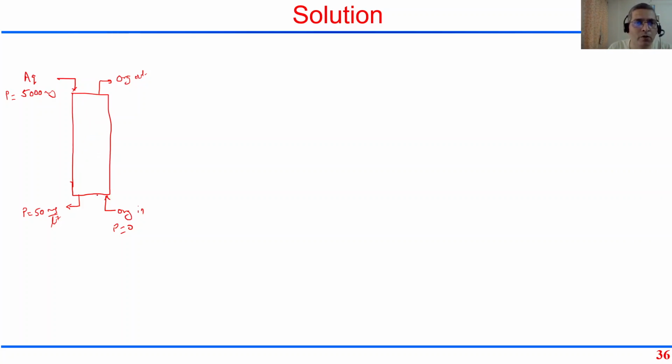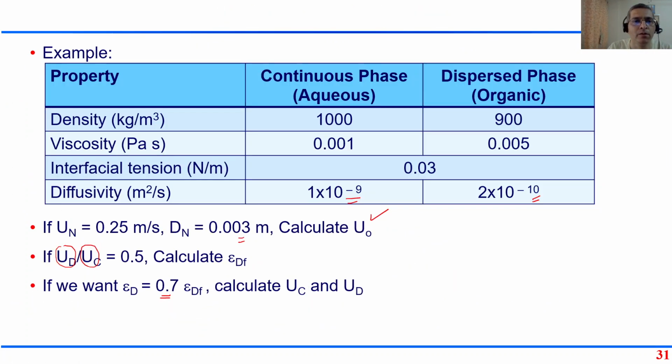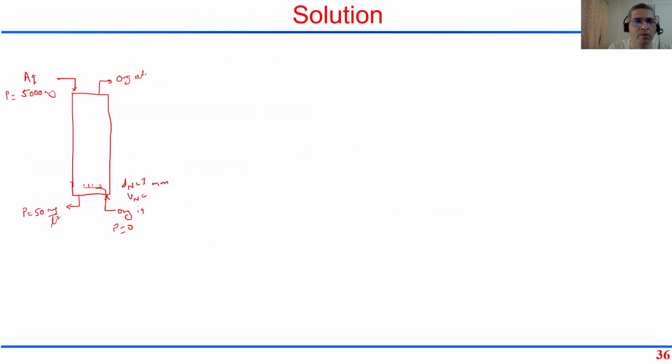Okay, let's do like what we have been doing today. Let's assume that our organic phase is dispersed. So there is a nozzle, dn is equal to 3 mm, and un, whatever value we had taken, 0.25 meters per second. So these drops of organic phase are going to rise upwards. So first thing that we want to decide is which phase is dispersed.